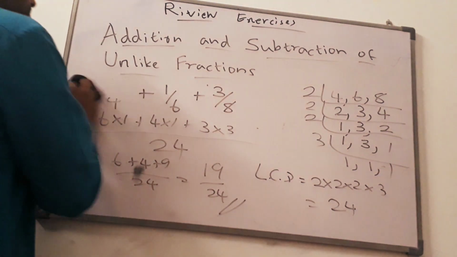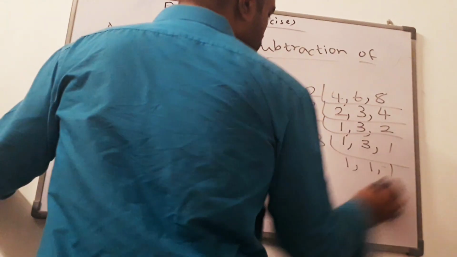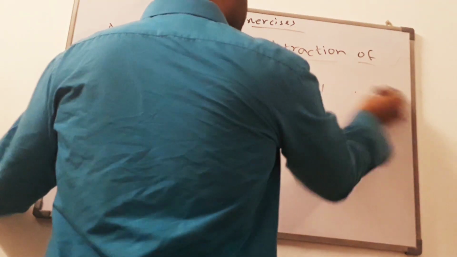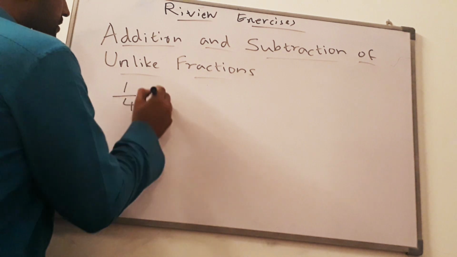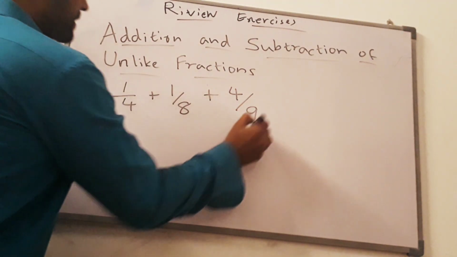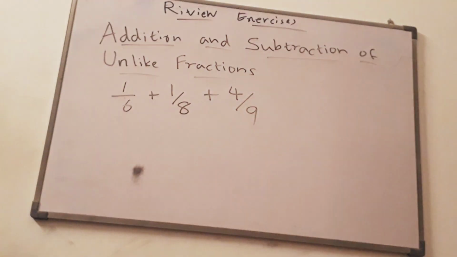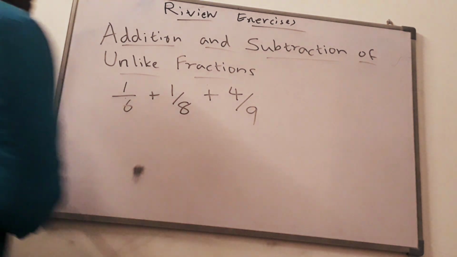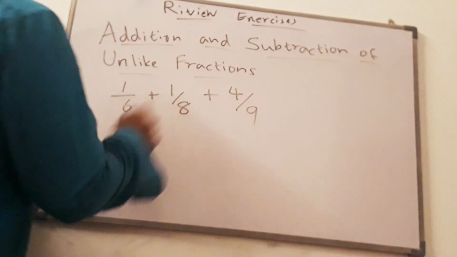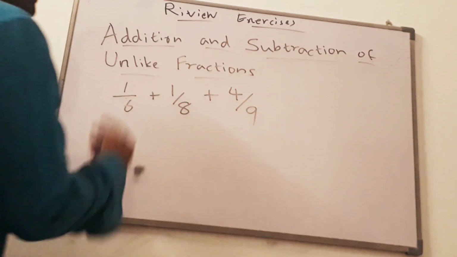One more sum on addition. Suppose this is 1/6, 1/8, 4/9. Okay, 3 different denominators. 8 is not a multiple of 6, 9 is not a multiple of these two as well.